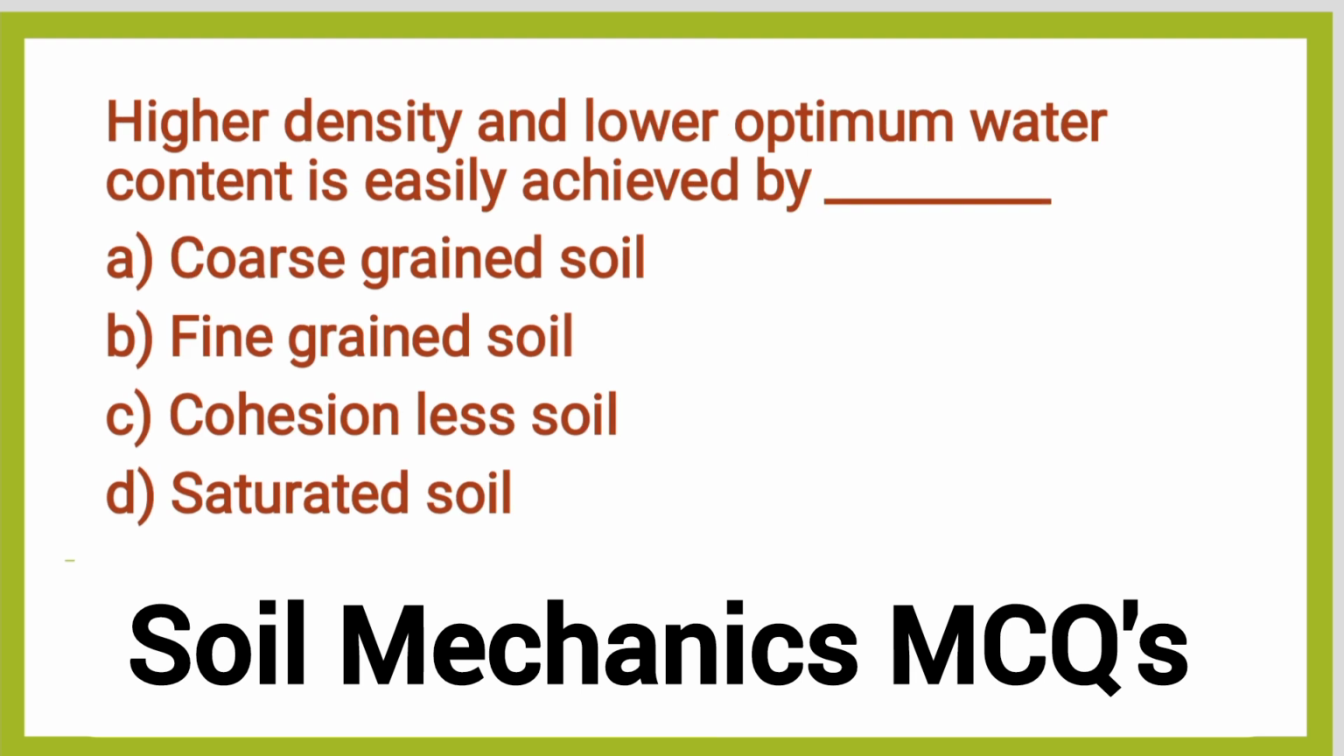Next question: higher density and lower optimum moisture content is easily achieved by option A coarse grain soil, option B fine grain soil, option C clay soil, option D saturated soil. So well graded coarse grain soil attains a much higher density and lower optimum moisture content than fine grained soil. So option A, coarse grain soil, is the correct answer.